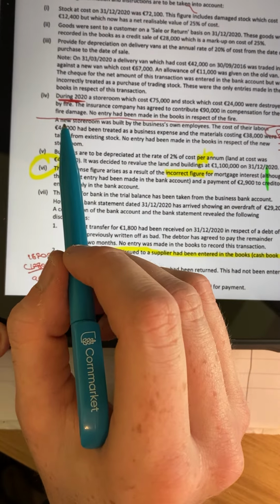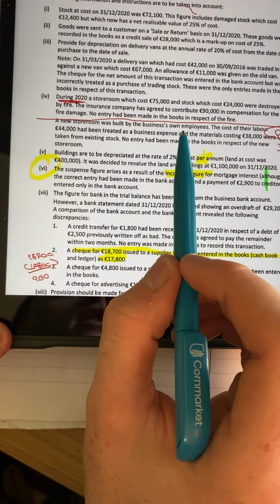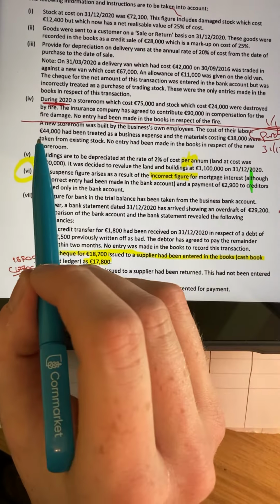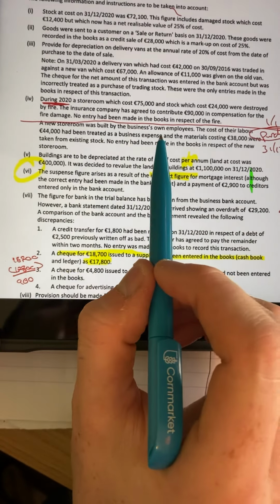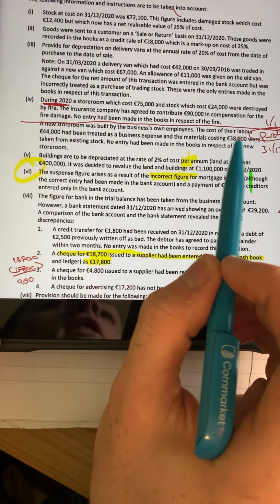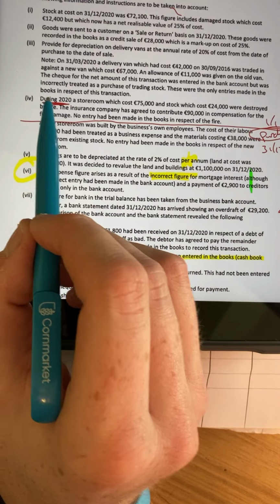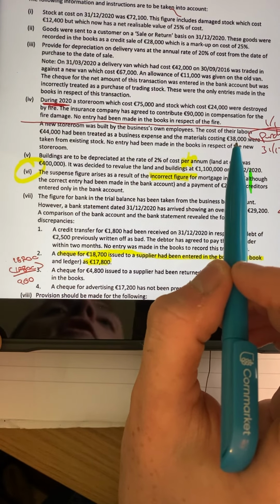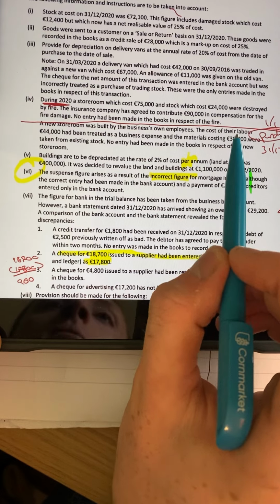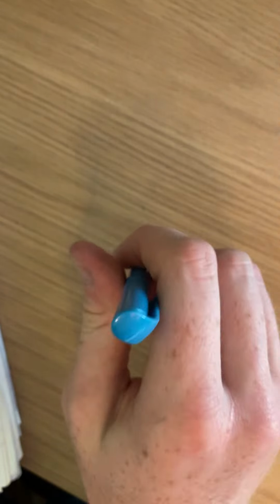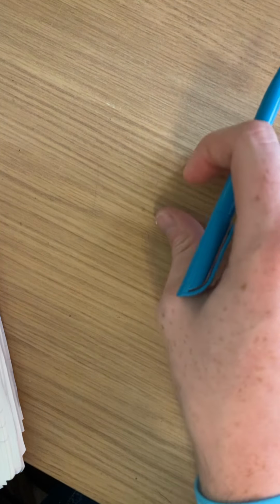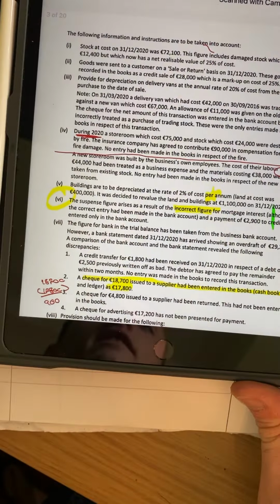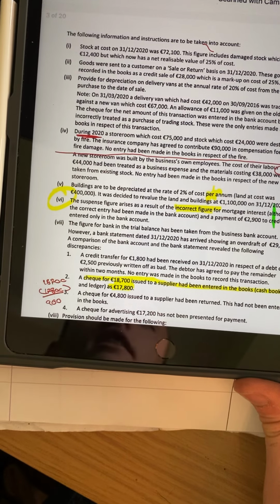So after that, it then tells us that a new store was built by the business's own employees. The cost of the labour was €44,000, so that needs a double entry, and the materials cost €38,000. Because this is during the year, if I take materials out of the business, it's coming from purchases. Remember, if I'm making a table, and I'm technically supposed to pay my employees to make the table, if they're not making a table and instead they're actually building up the business, then that can't be treated as a business expense, because it has nothing to do with making tables.